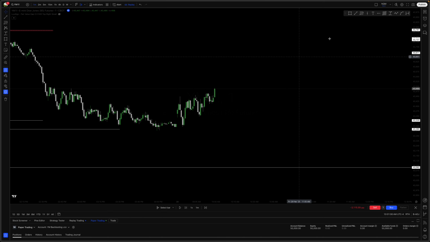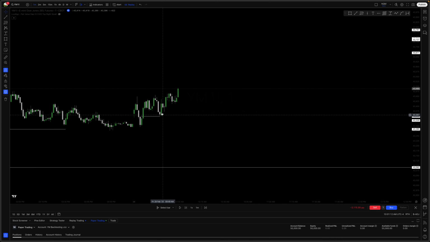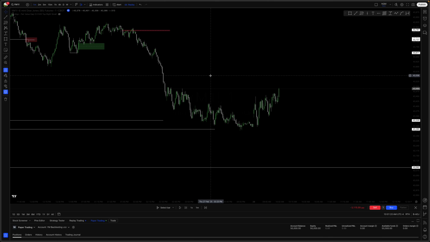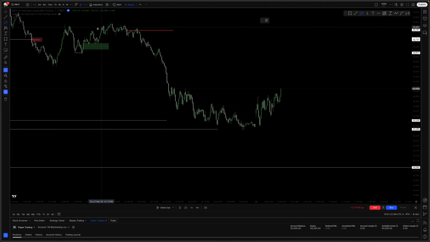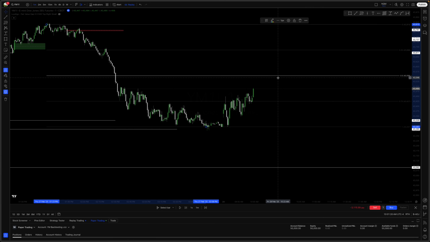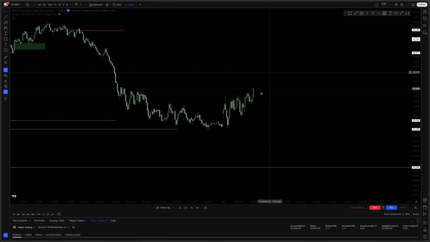So why did this one go wrong? We swept this. Displaced again. Tap and go. Okay. I'm gonna look for a 9:50 to 10:10, probably going 50% of this range here, right over here, and I'm gonna see what the reaction of that is.